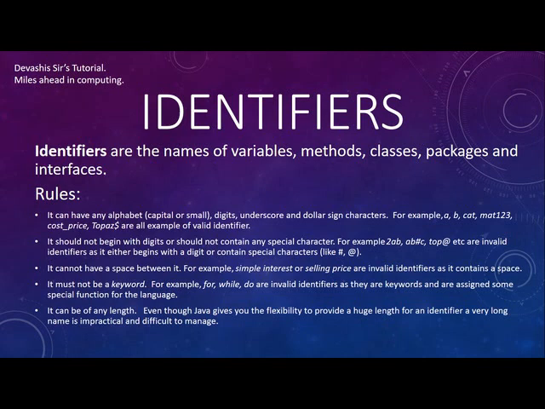And next, look at the third point. It cannot have a space in it. So, for example, "simple interest" with a space, or "selling price" are invalid identifiers as they contain a space. It must not be a keyword; for, while, do are invalid identifiers. Why? Because they are keywords. They cannot be identifiers. And lastly, it can be of any length. The length of an identifier can be infinite. However, it is quite useless if you use one too long. It is not practical at all.